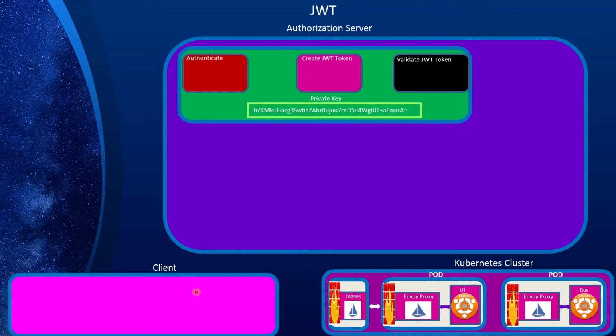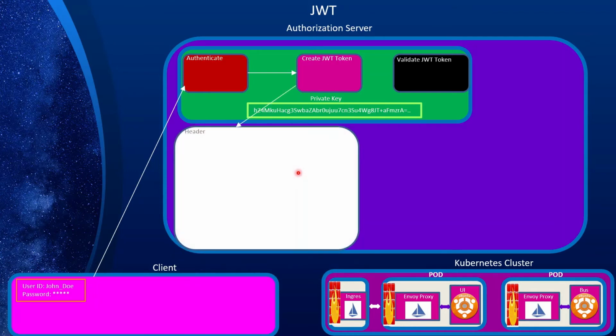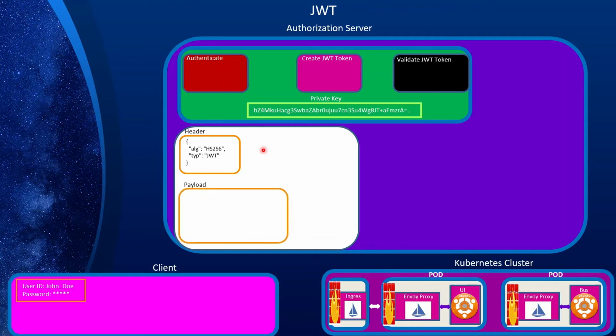Okay, let's go through the process of how it actually works. So the client, first of all, contacts the JWT server, using HTTPS obviously, and logs in with user ID and password. And once the user is authenticated, the JWT server will start creating a token. A token has a number of sections. The first section is the header, which basically specifies what algorithm is used to generate the key and sign the key. So what algorithm is used to create the signature.